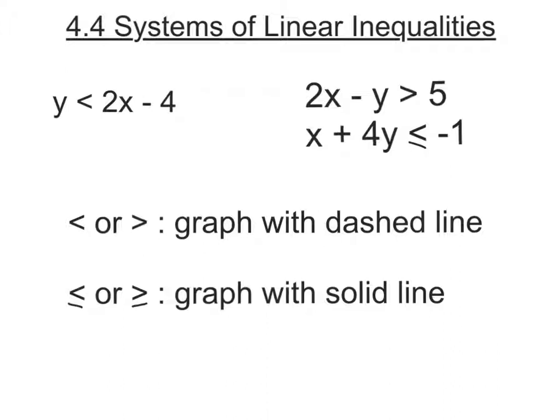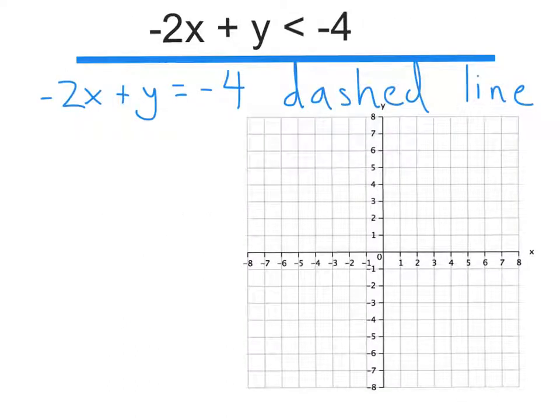What we're going to do with these is graph them, basically, and we're going to end up shading the graph. So what you need to know to graph these, at least the first part, is that whenever you see these symbols, less than, greater than, less than or equal to, greater than or equal to, they're going to tell you what type of line to draw. So if it's just less than or greater than, we're going to graph it with a dashed or a broken line. If it's less than or equal to or greater than or equal to, we're going to graph it with a solid line. Here's an example of an inequality with a less than, so that automatically tells us we're going to graph it with a dashed line.